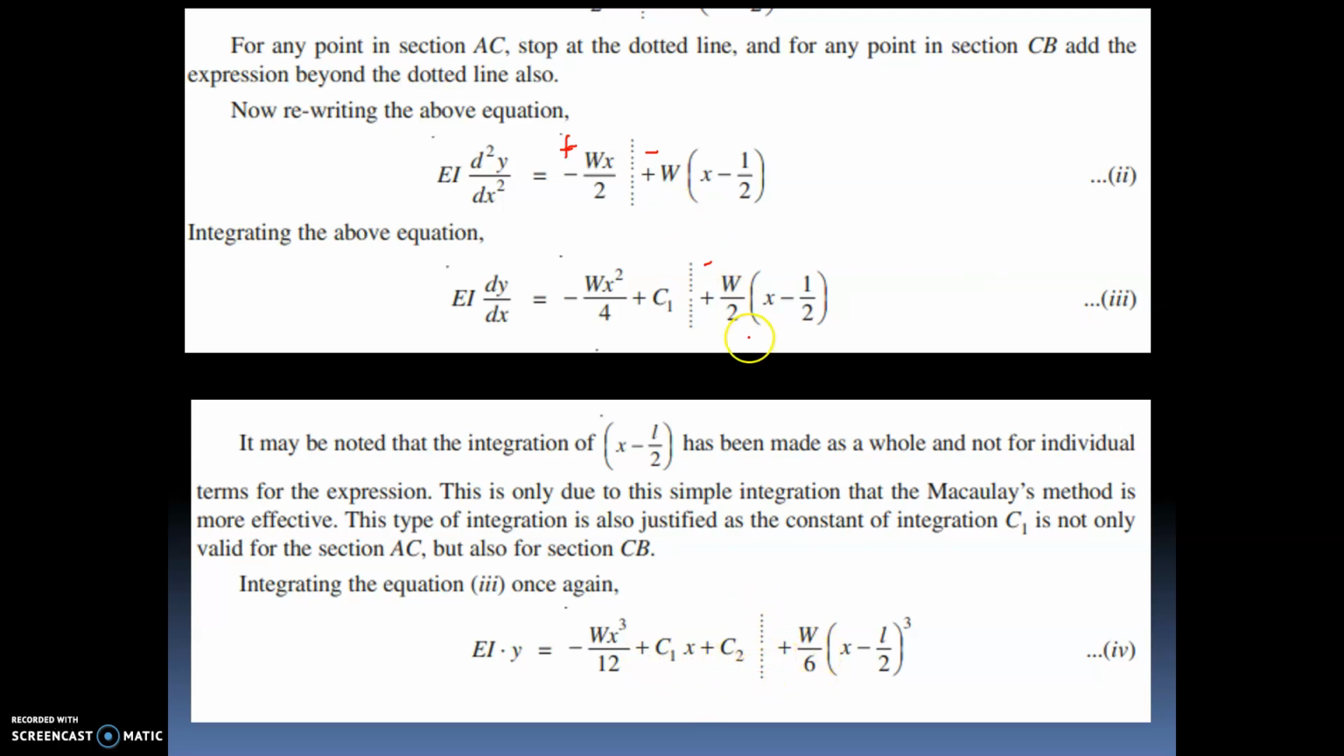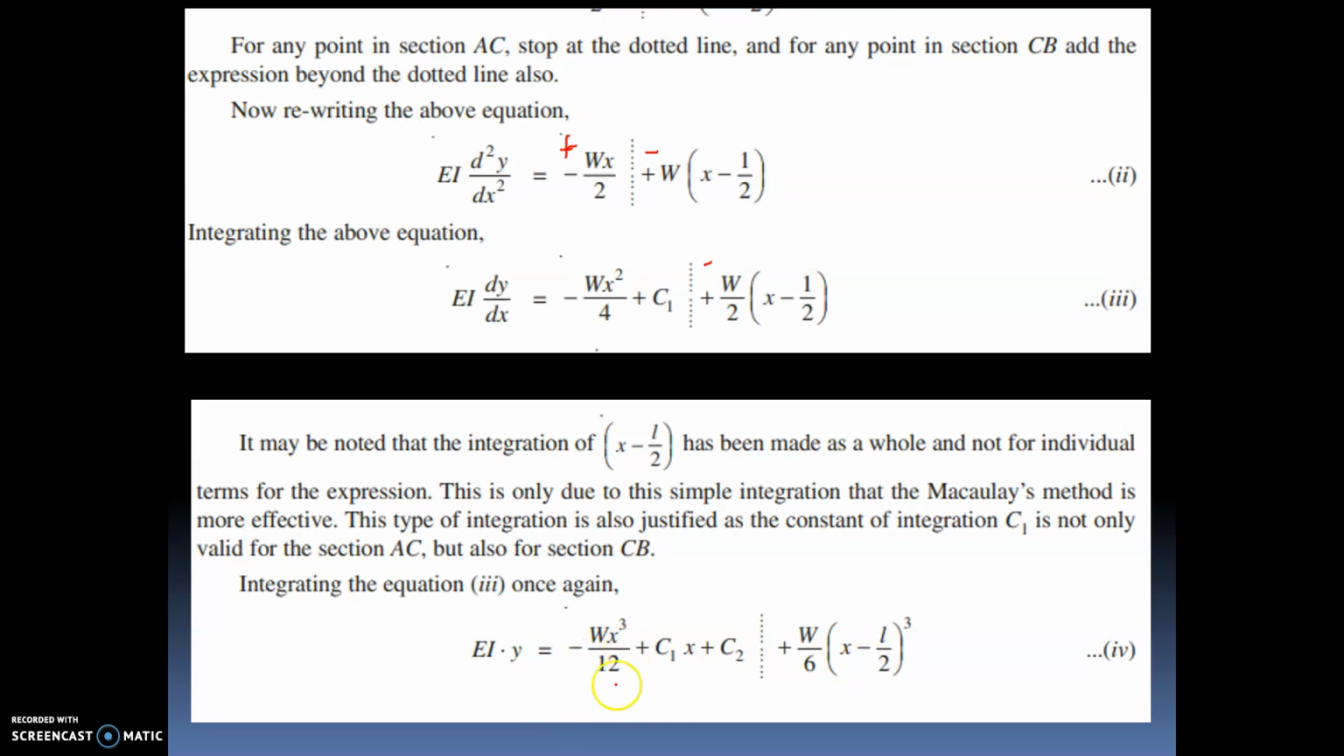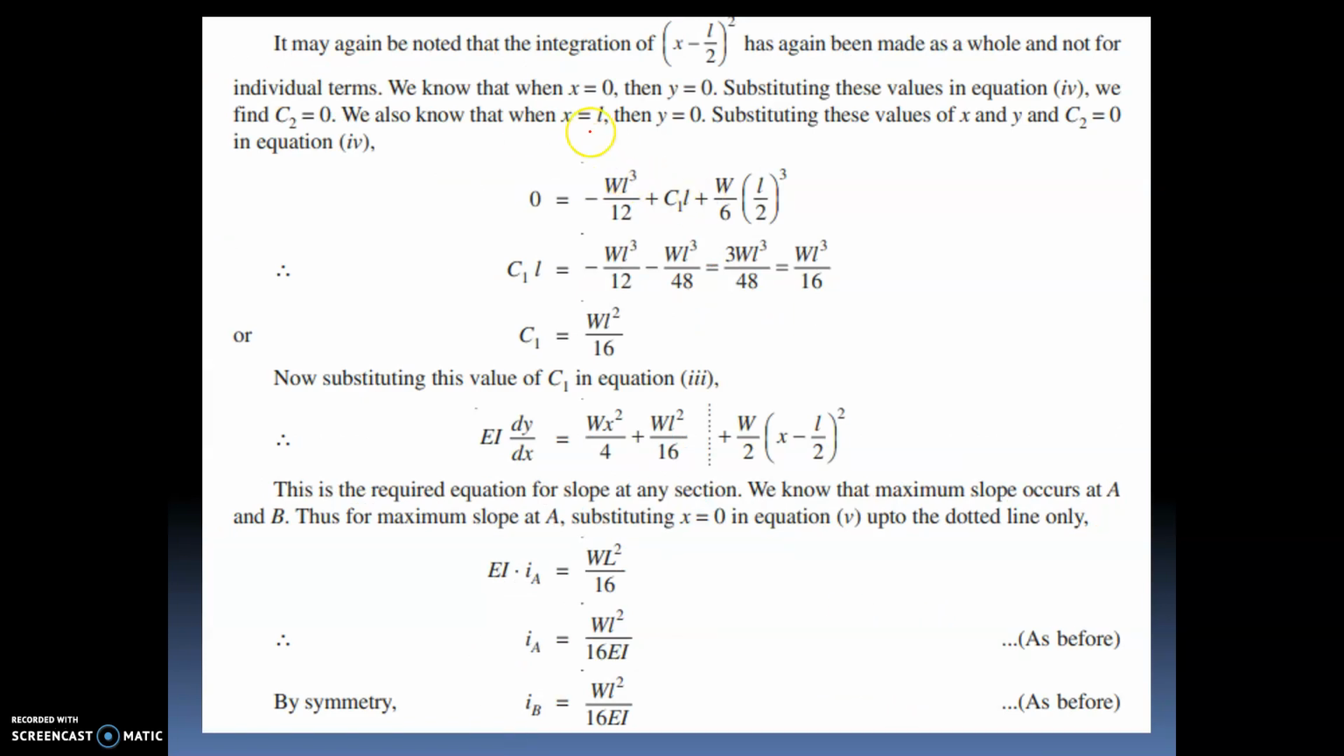Then integrate this again, where x becomes x square by 2. So you get this equation: EI y is equal to w x cube by 12 plus C1 x plus C2, and here minus w by 6 into x minus L by 2 whole cube. It may again be noted that the integration of x minus L by 2 whole square has again been made as a whole and not for individual terms.